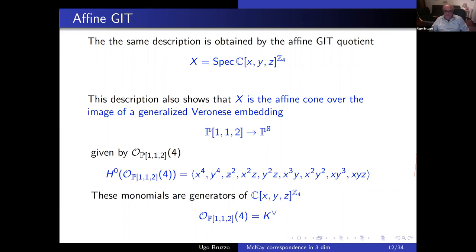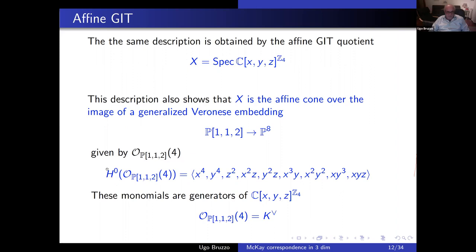So again, we have a variety in C9, and when you look for the relations, so you look for the ideal cutting the variety, you get exactly the same 20 polynomials, 20 quadrics, as we obtained using toric geometry. Actually, this construction shows that you can describe X as the affine cone over the image of a generalized Veronese embedding. Generalized because this embedding starts from a weighted projective space. It's an embedding of P112 into P8, which is given by the line bundle O4. This is locally free, it is a line bundle of P112, so its class is in the Picard group.